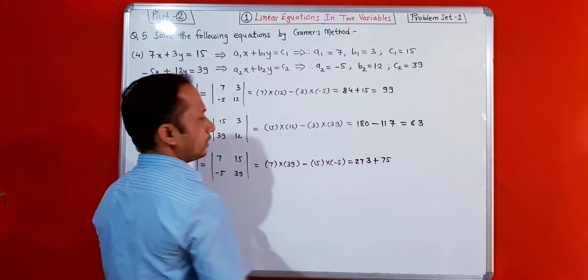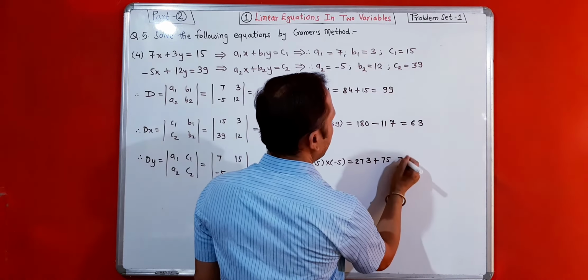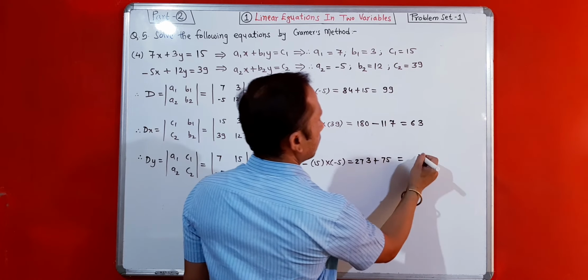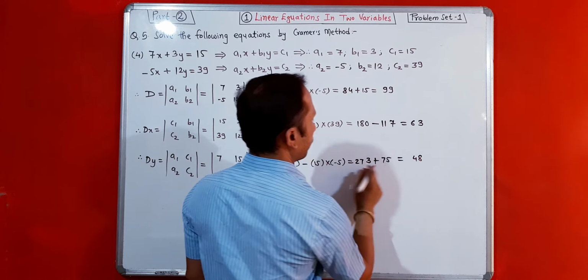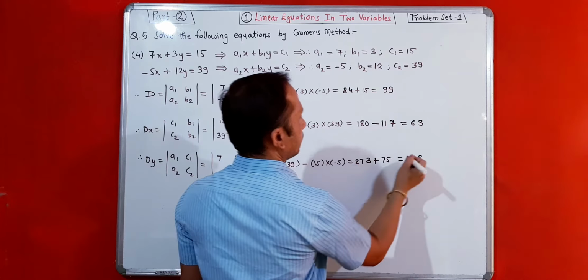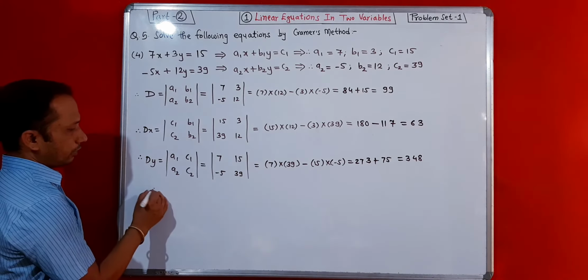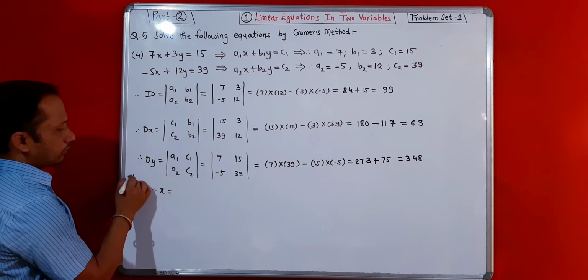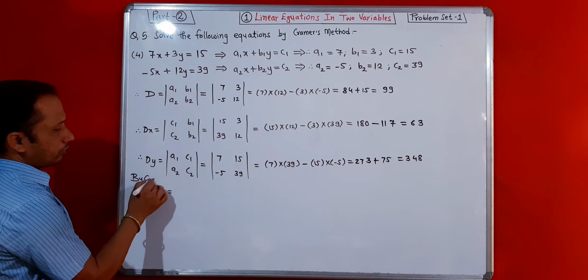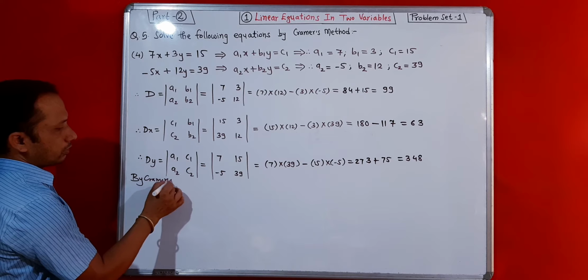Now add this. So it is 348. Okay, so this is your dy. Therefore x by Cramer's rule, don't forget to write this Cramer's rule.